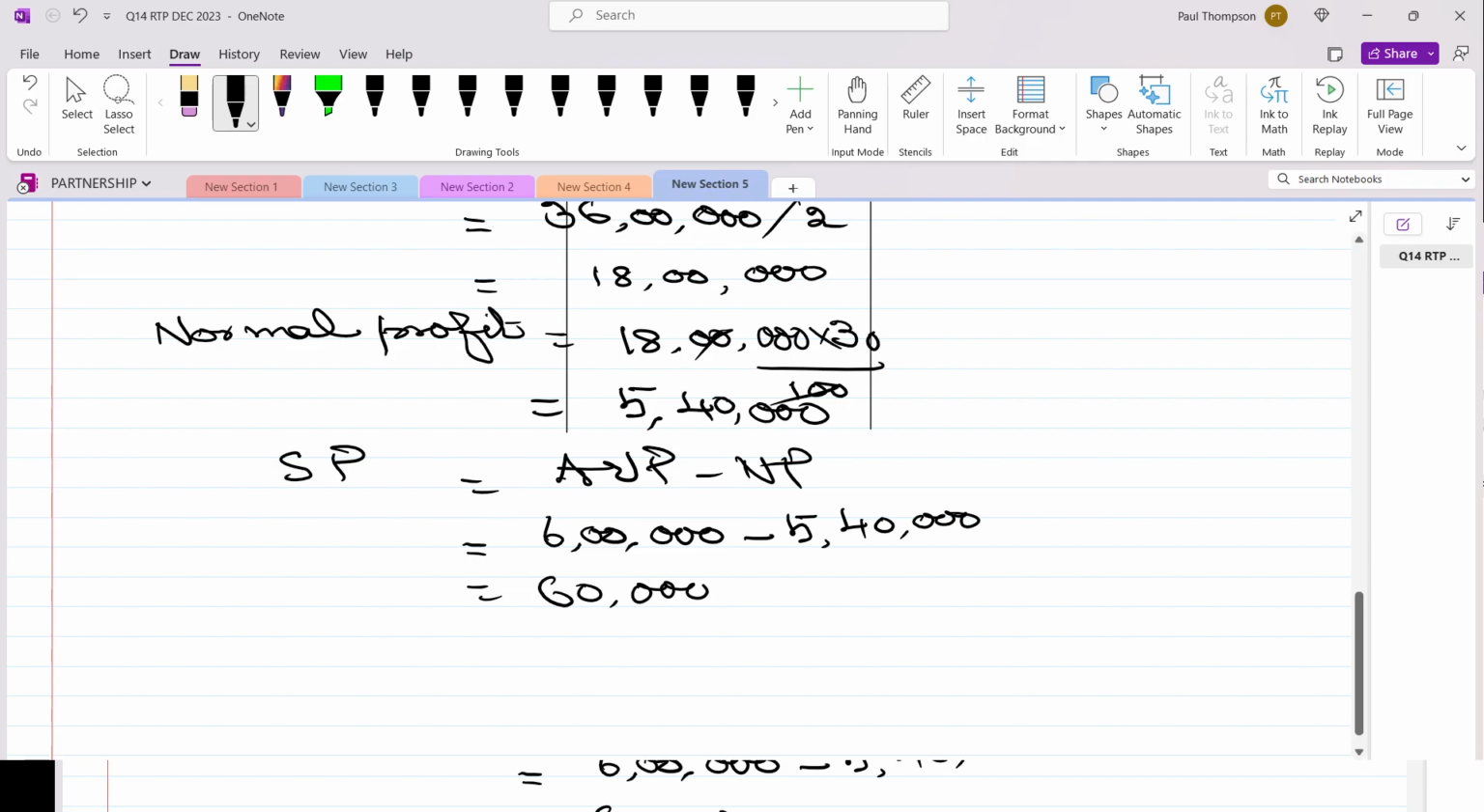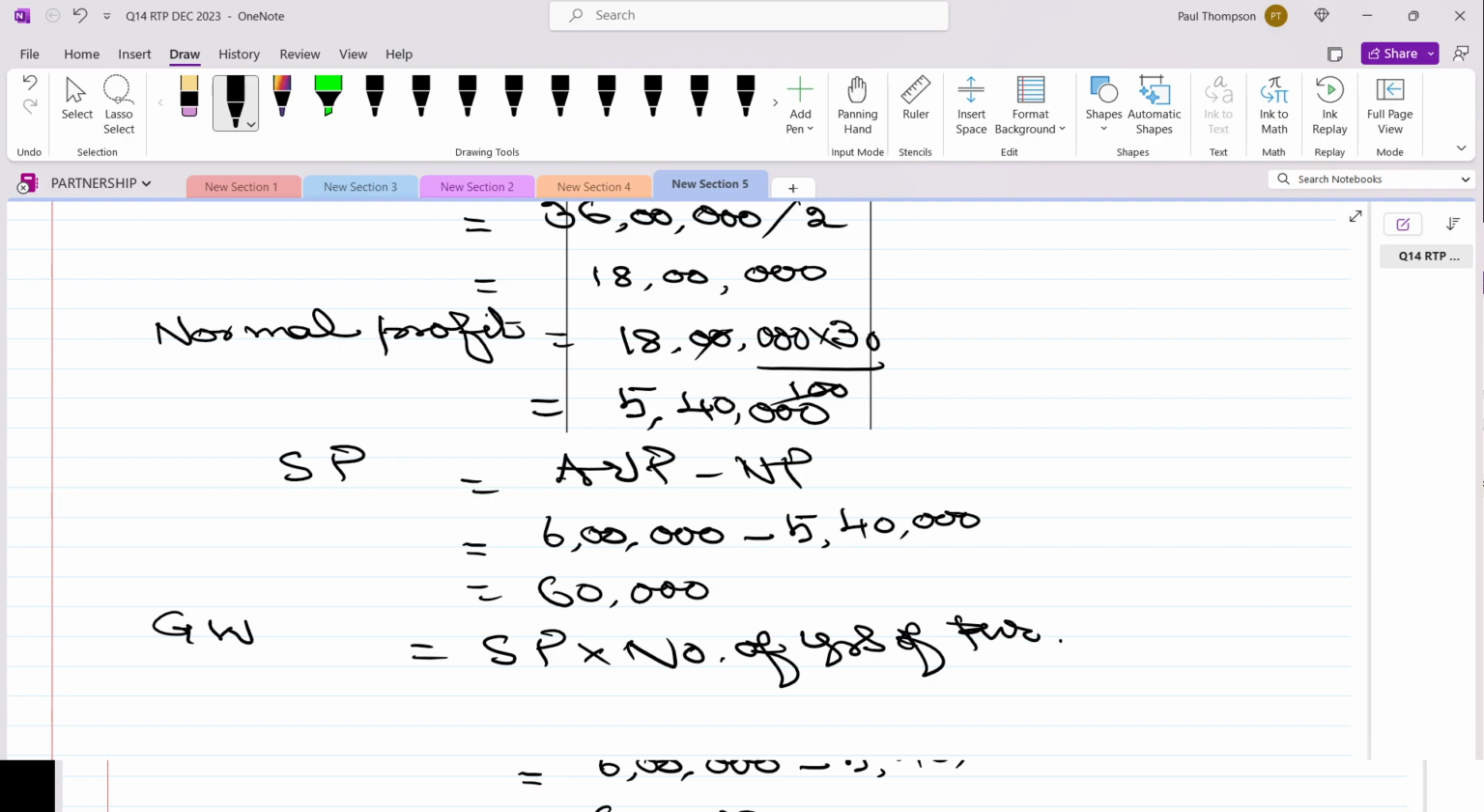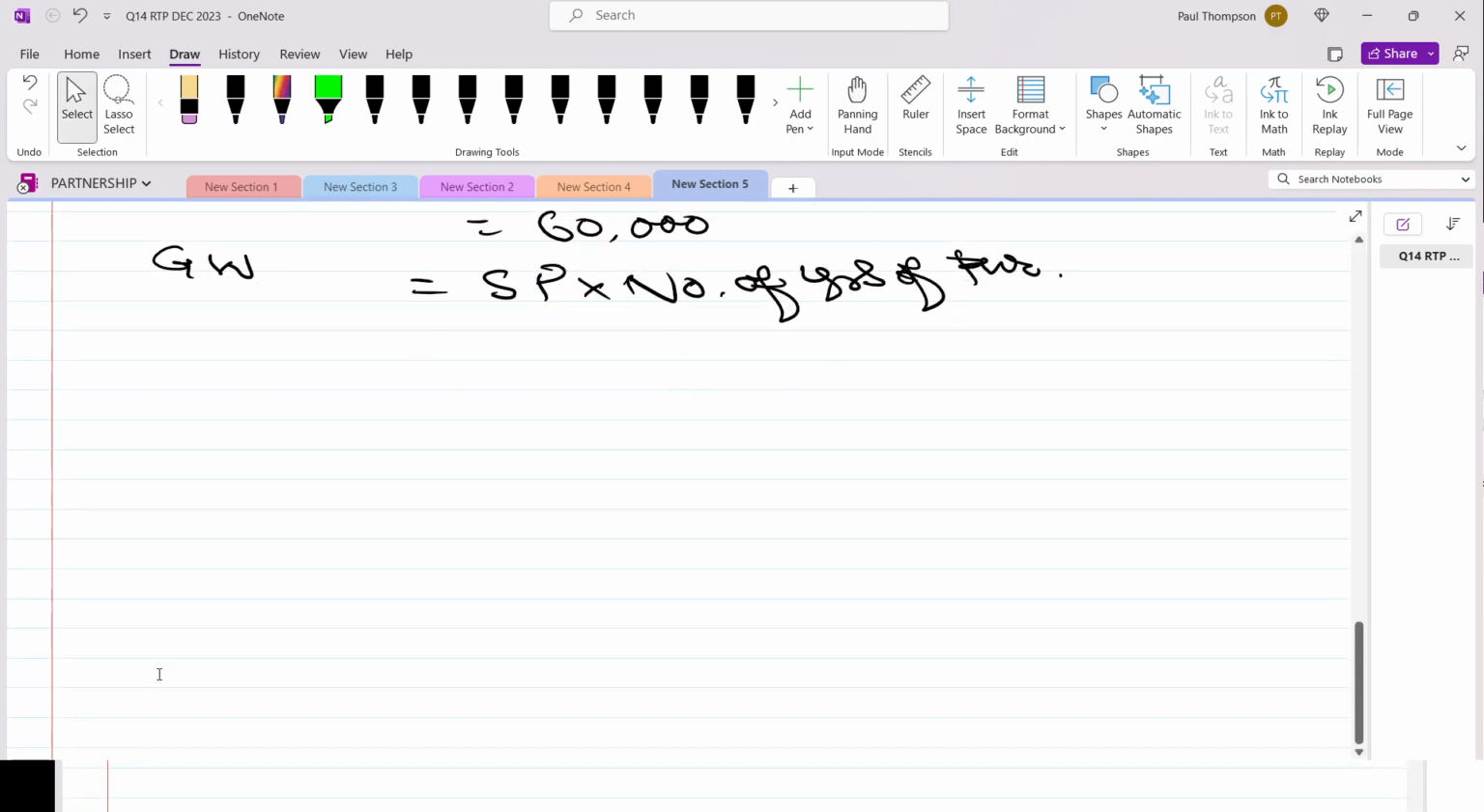Now goodwill is very easy. In the super profit purchase method, goodwill is equal to super profit into number of years of purchase. Please bear with me for my bad writing. So now the super profit is 60,000 into the number of years of purchase, given as 5. So the goodwill comes to rupees 3 lakh.